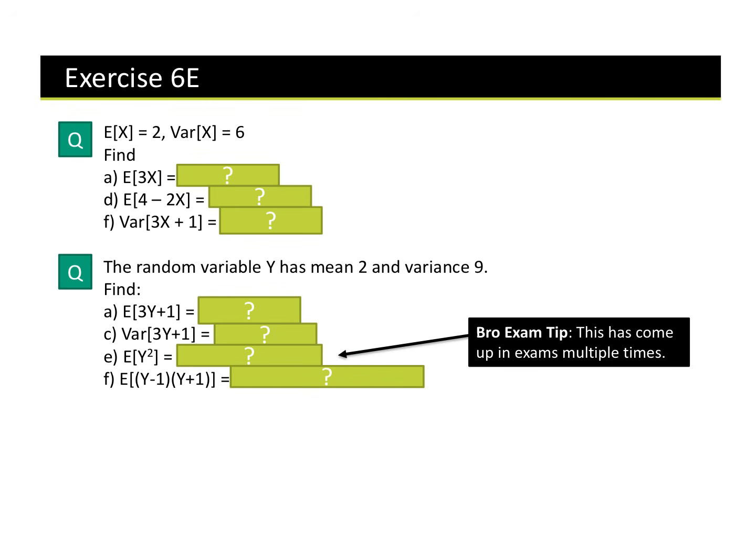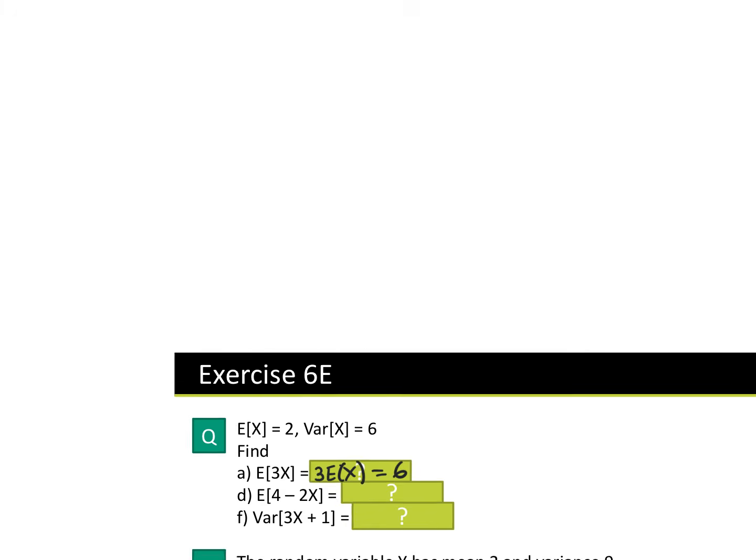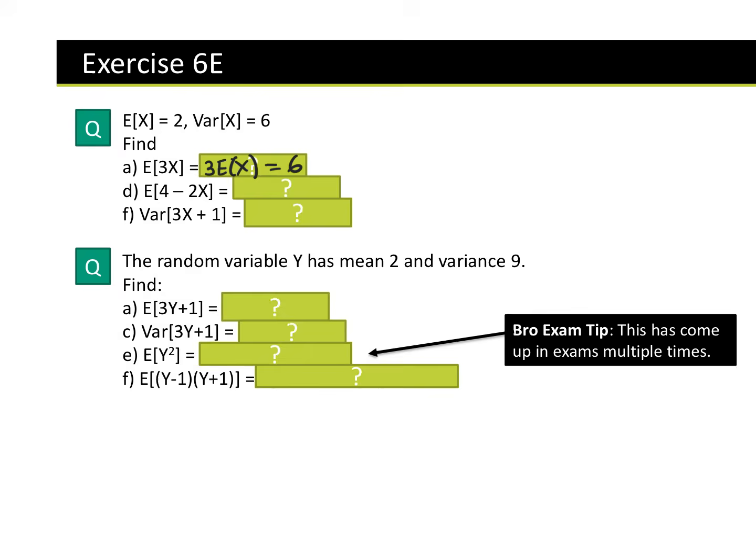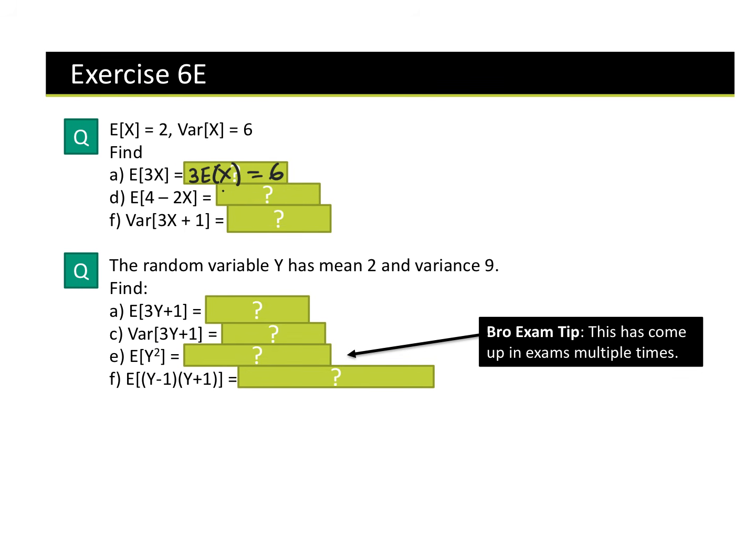So, if E of x is 2 and the variance of x is 6, find E of 3x. We know this is the same as 3 lots of E of x, which is 3 lots of 2, which we know is 6. For the second one, d, we know E of 4 minus 2x is exactly the same as 4 minus 2 lots of E of x. So 4 minus 2 lots of 2 is 0.